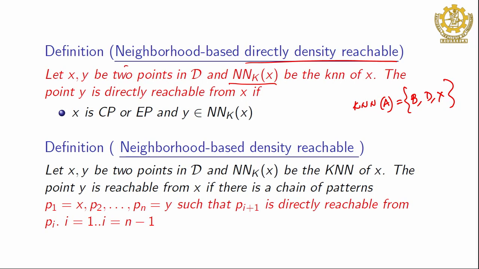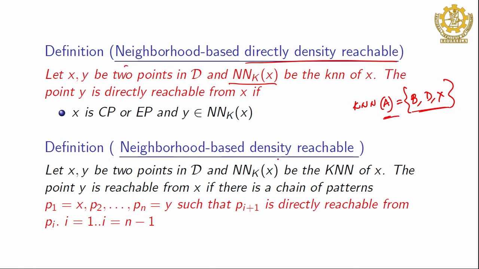So, the definition of directly density reachable: from A, all other points within the kNN of a point are directly density reachable. In DBSCAN we say that within epsilon, all points will be directly density reachable if the point is a core point. Here, all other points will be directly density reachable from a nearest neighbor if the concerned point is either a core point or an event point. That means the NDF value is greater than or equal to 1. So, that is the directly density reachable.